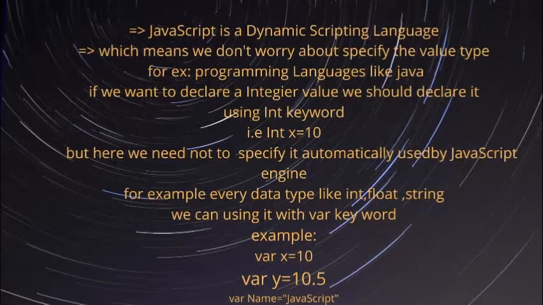For example, in programming languages like Java, if you want to declare an integer value, we should declare it using the int keyword, that is int x = 10. But here we need not specify it; it is automatically handled by the JavaScript engine. For example, every data type like integer, float, string, array, we can use with the var keyword. Example, var x = 10, var y = 10.5, like that.